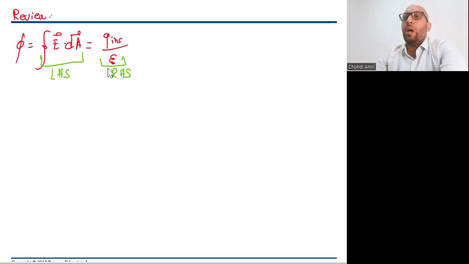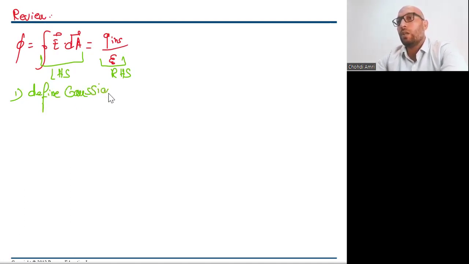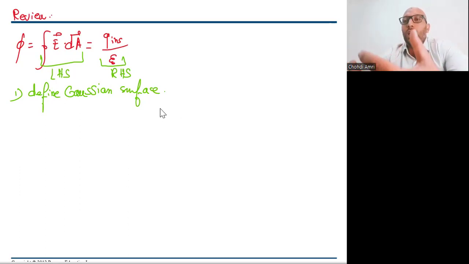Okay? So to apply Gauss's law, what we must follow, we must at first define the Gaussian surface. If we are talking about a point charge, it is considered as a sphere, so we will take the Gaussian surface as a spherical surface with a radius r. Then, if we are talking about a sphere, of course, the Gaussian surface will be a sphere. If we are talking about an infinitely long wire, that means the Gaussian surface will be a cylinder with radius r and length l.